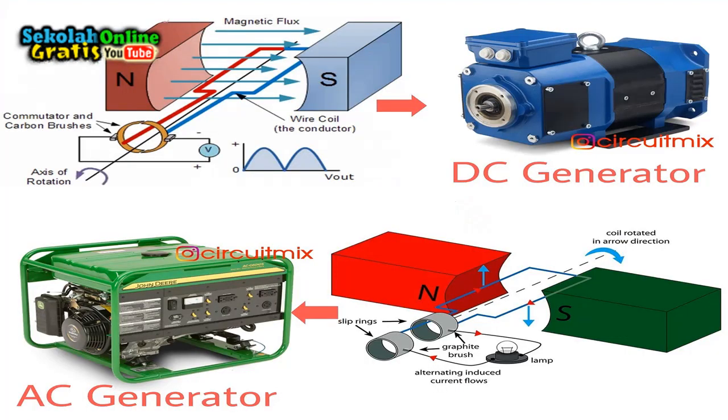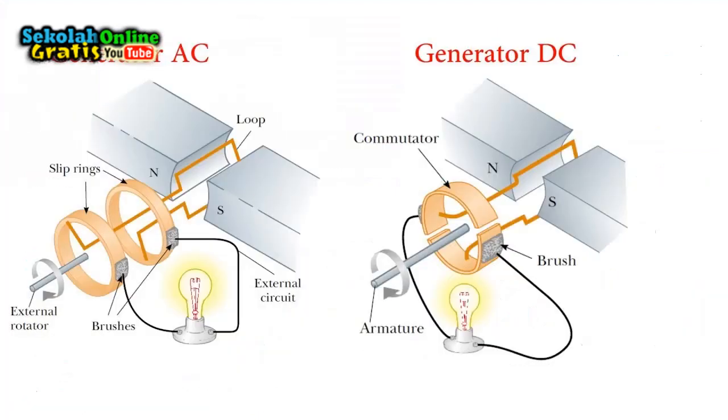There are two generators, namely AC, alternating current, and DC, direct current generators. An AC generator or alternator can produce alternating electric current using a double ring. A DC generator can produce direct current using a commutator, split ring. Here's an example. A. AC generator. B. DC generator.